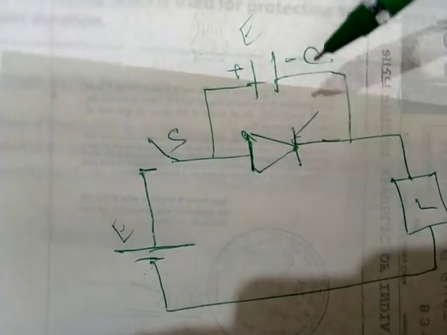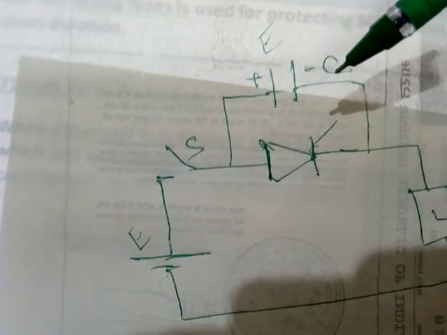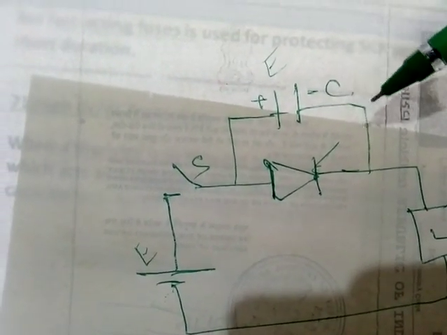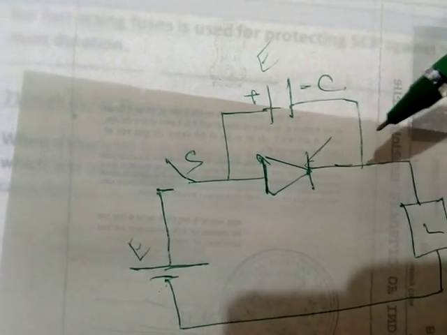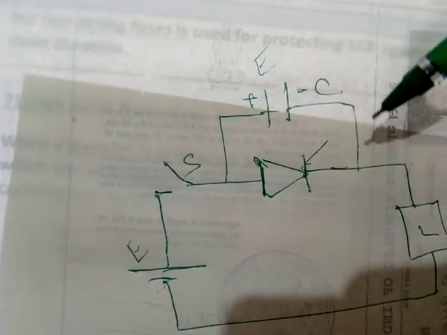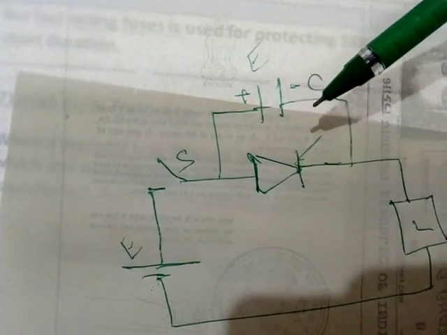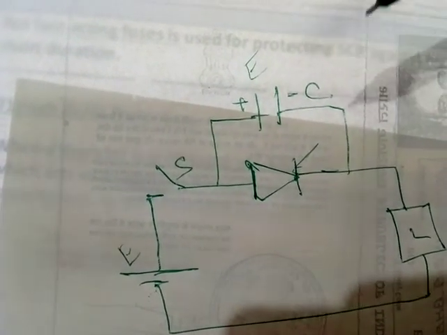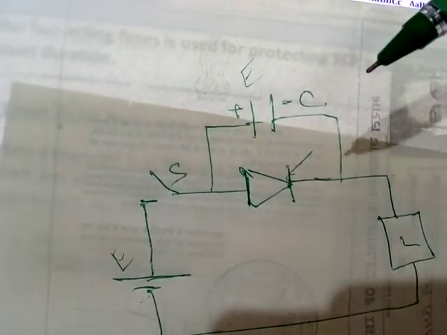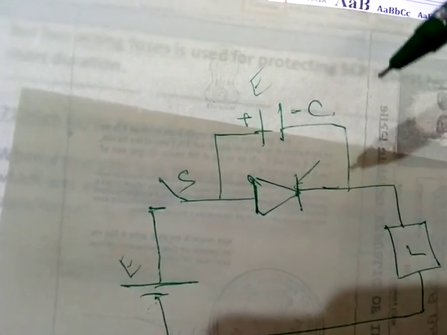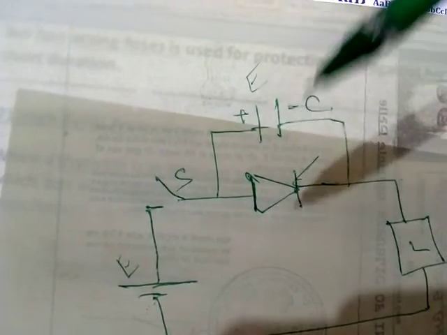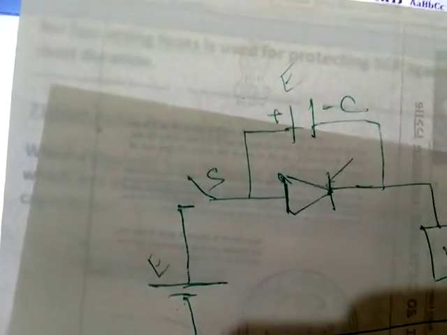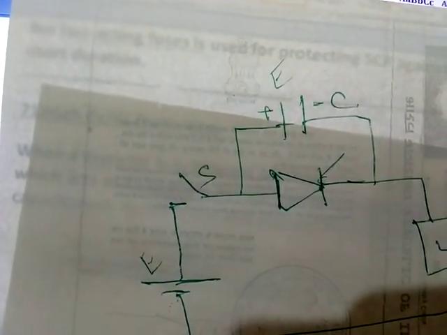So the charging takes some time. It is not instantaneous. So the SCR gets time for the dV by dt. So the charging of the capacitor will be at a lesser rate than the dV by dt rating of the SCR. Hence the SCR will be protected from high dV by dt.